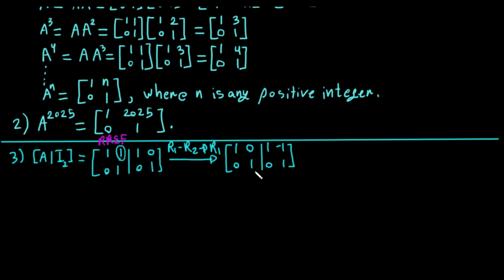Since here we get the identity matrix, which is 2 by 2, then this is A inverse. So this is the identity matrix, and this is A inverse. Therefore, A inverse exists.